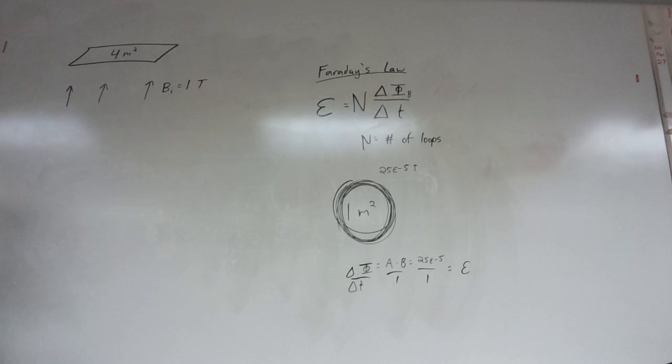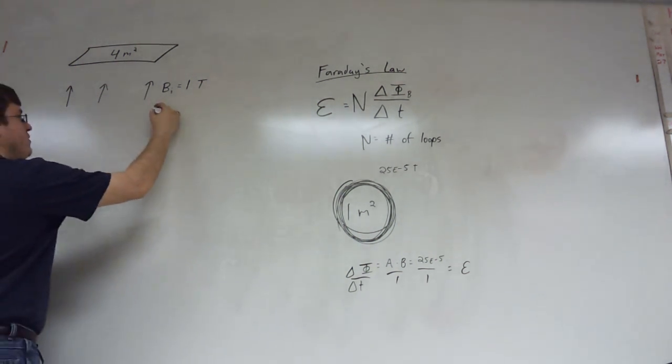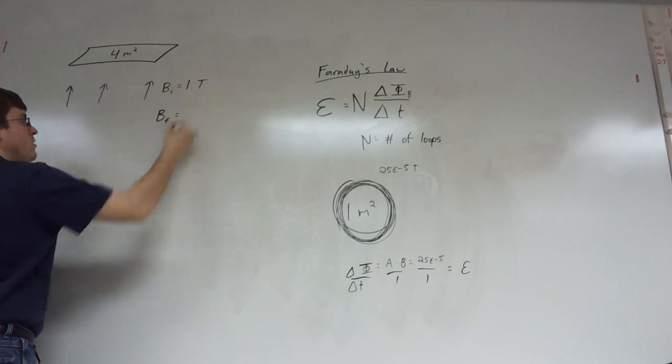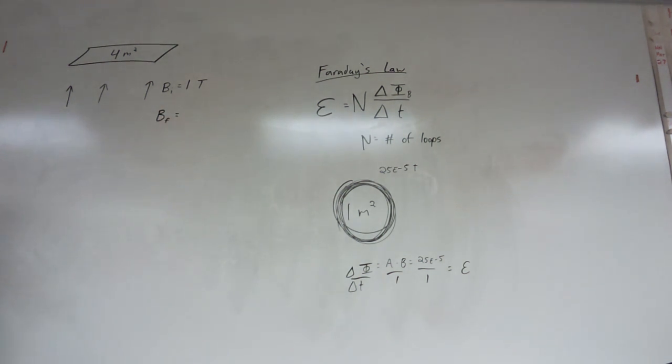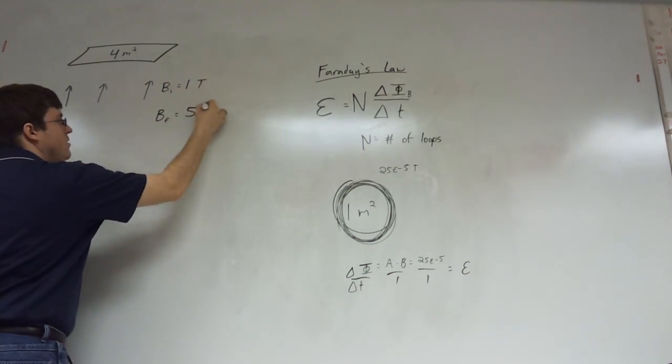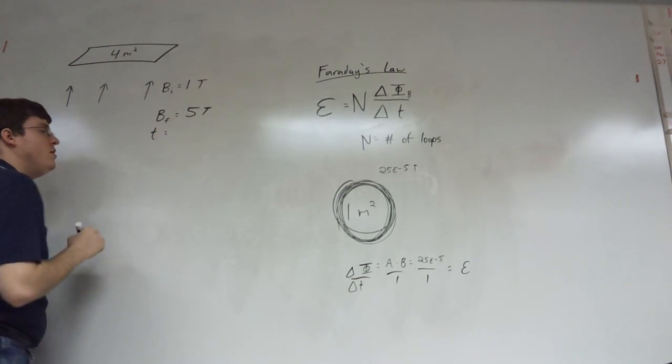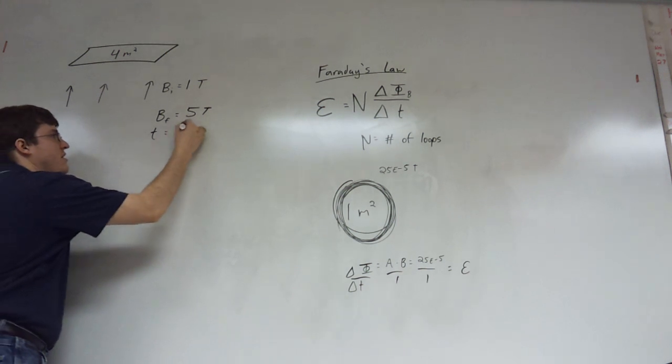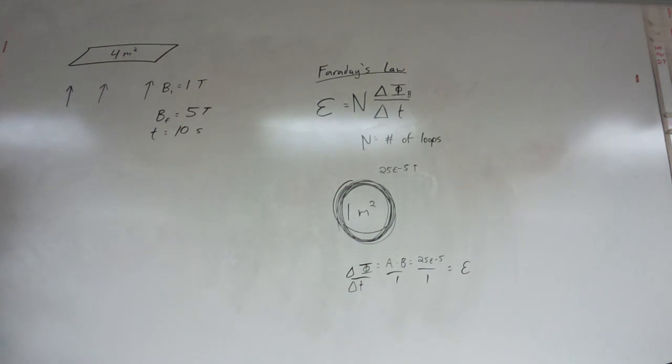My question is, what voltage will be induced in the wire if I increase the magnetic field to, what's another good number, 5 Tesla, in 10 seconds? Easy stuff, right?